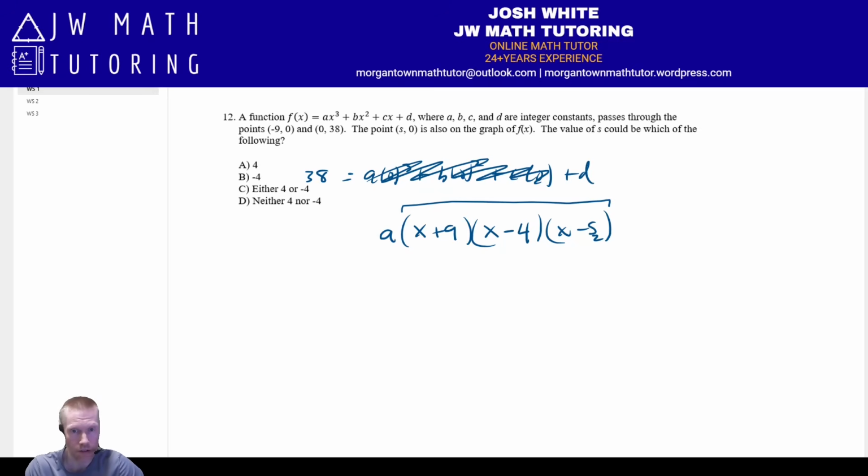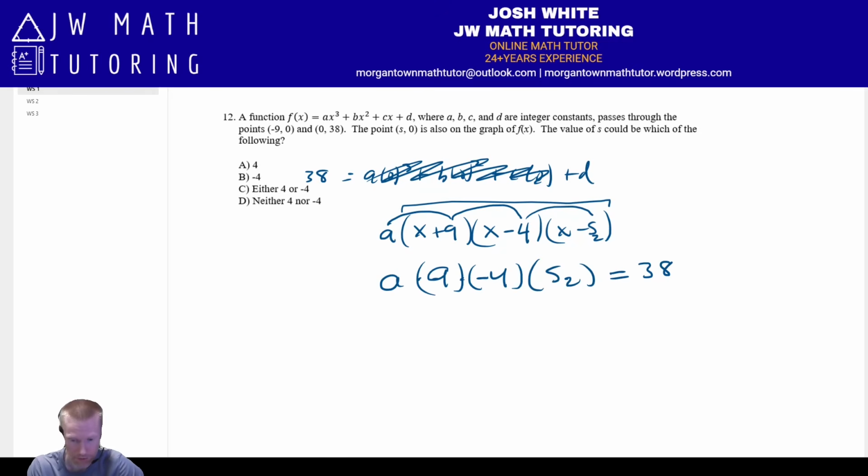You multiply this all out, okay? Eventually, this times this and then times this is going to be basically your constant term. However, it also will be multiplied by the a out here. So essentially a times 9 times -4, and then times whatever this other third x-intercept, s2, is, that makes the number term, which has to equal 38.